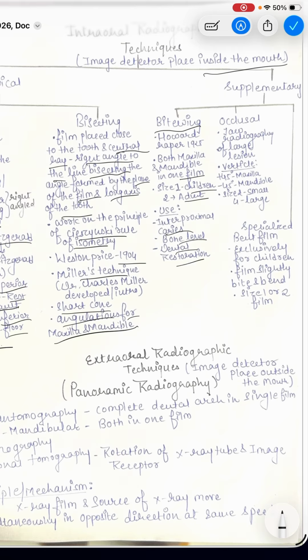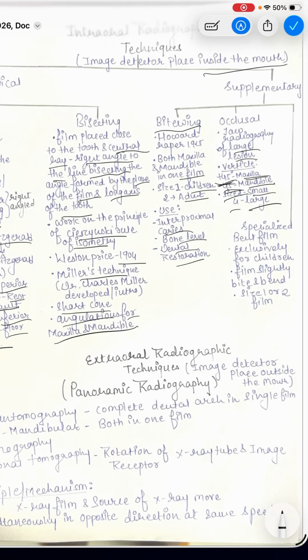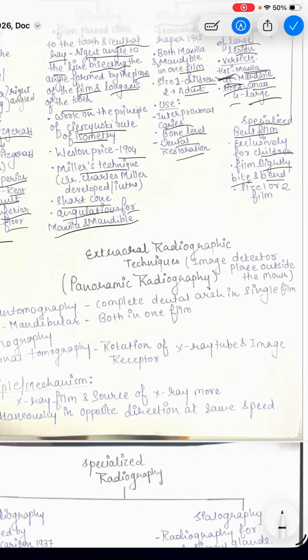Occlusal radiography is also known as jaw radiography of large lesions, and the third is the specialized bent film technique, which is exclusively for children. And extraoral radiography, in this the image detector is placed outside the mouth.